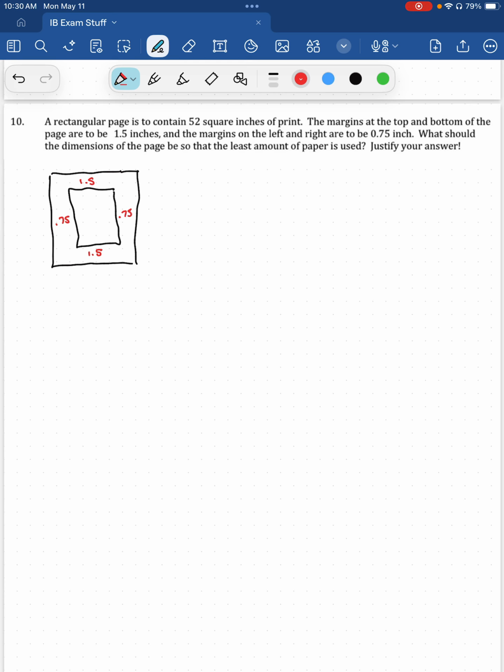Now, what's a little different from this question and question 6 is what we know is the inside. So what I'm going to do is call the inside X and Y. For the same reason we did earlier, that's going to give us an easy expression to rearrange for X or Y. So X times Y is 52. That makes the paper X plus 1.5 and Y plus 3. So we're trying to minimize X plus 1.5 by Y plus 3.